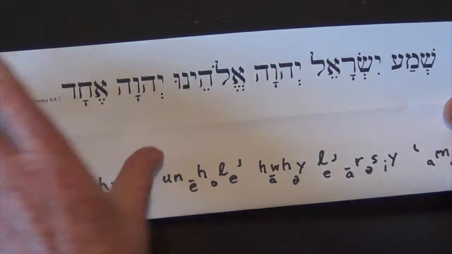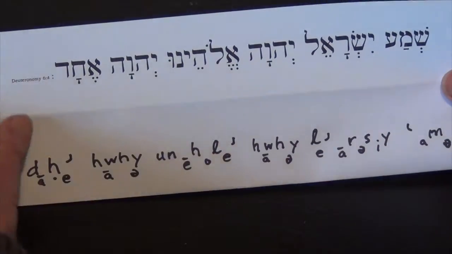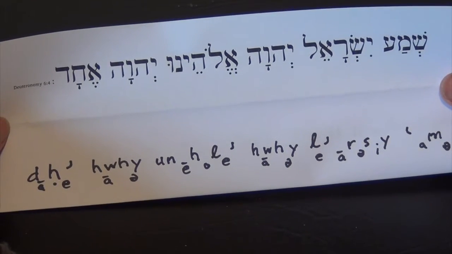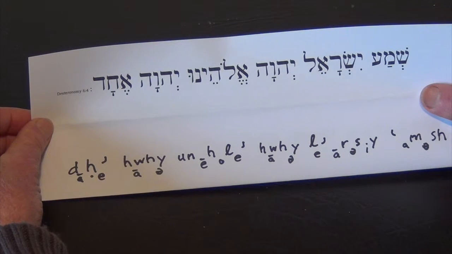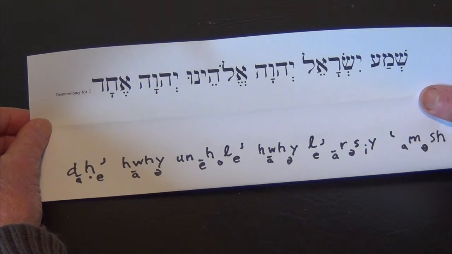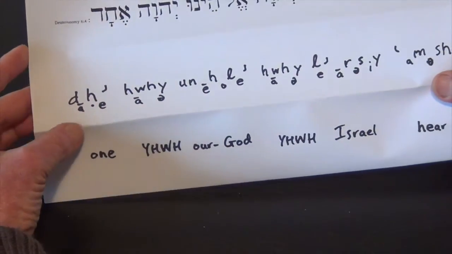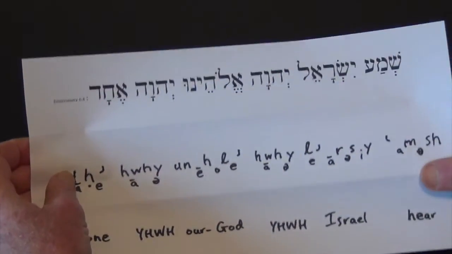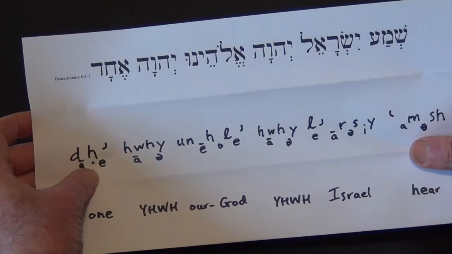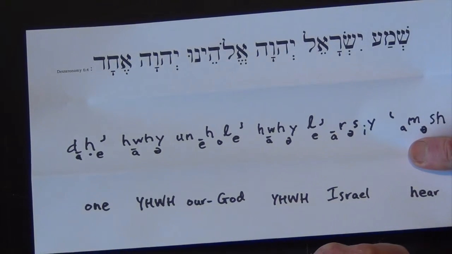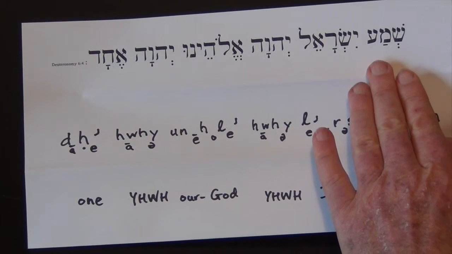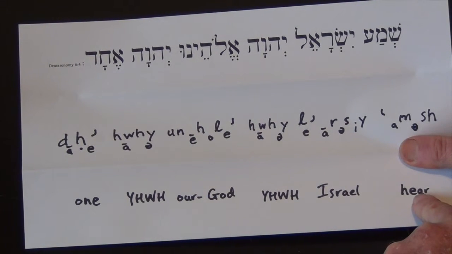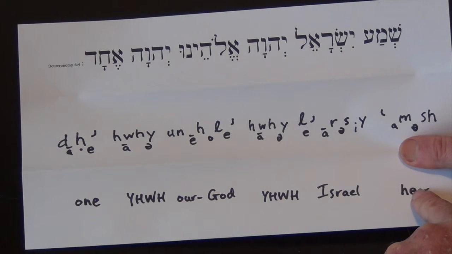So here's our letter by letter translation. I think there's no new letters from what we've already had. And so word by word, "Hear, Israel, Yahweh, our God, Yahweh, one." So the first word is a new word and it means hear, Shema. So they're written here. The second word is Israel.